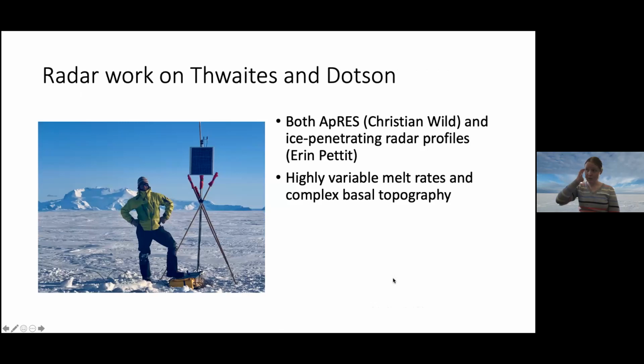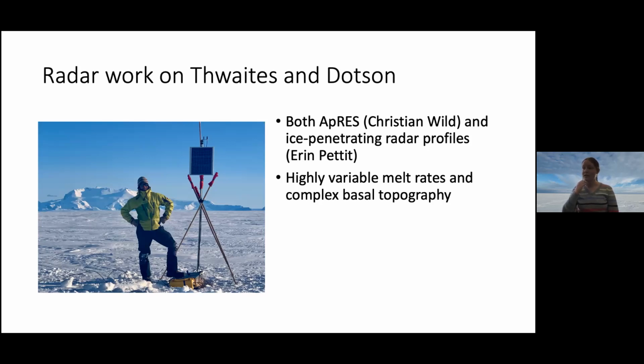And we've also been doing a lot of work with radar on those channels. So this is Christian Wild on the Dotson ice shelf. We've been working on Thwaites and on some interesting smaller channels on Dotson. Christian's been doing ApRES, so point measurements that give us an idea of basal melt over time at one point. Aaron Pettit was leading a lot of work with ice penetrating radar profiles so that we could look at the shapes of those channels, and we're hoping to repeat some of those profiles this season with the crew that's going down. Christian's one of those who's going back down this year.